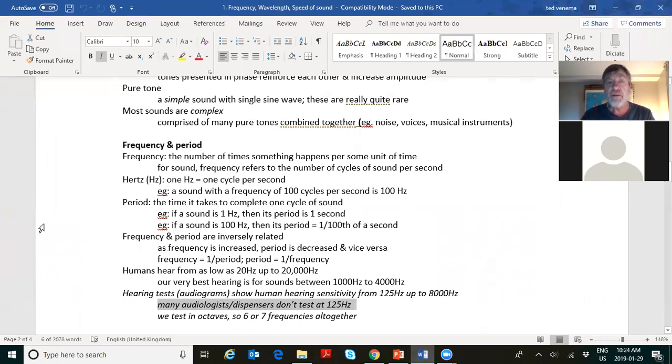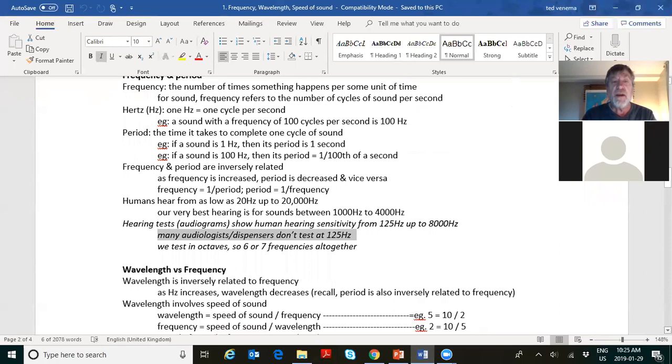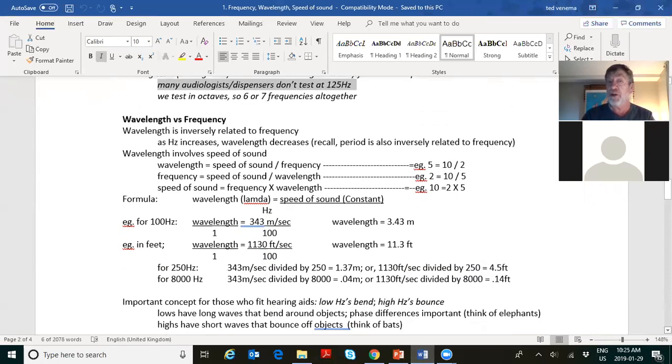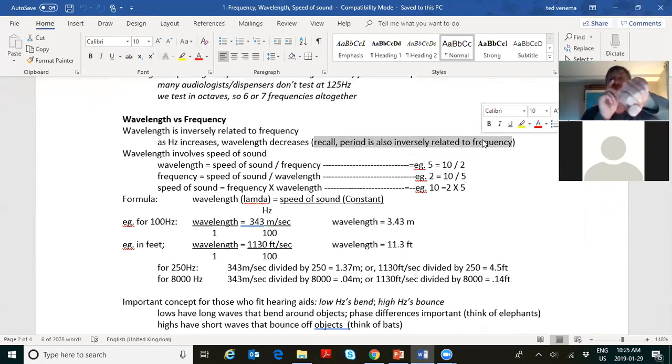Carrying on here. Then wavelength and frequency. Recall, period is inversely related to frequency, so is wavelength. When you think period, please think of your watch. The time it takes to complete one cycle. When you think of wavelength, think of the physical length of the wave.